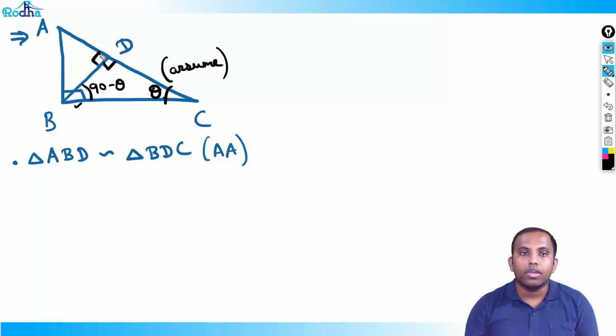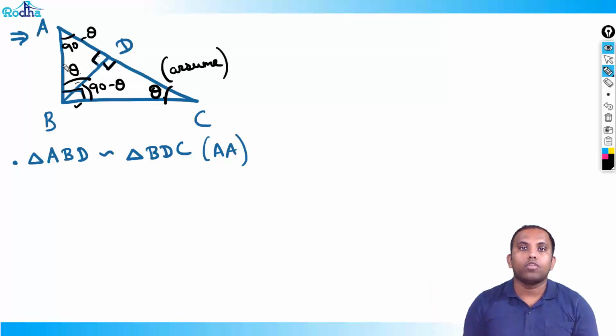Now here again this whole is 90 and this is 90 minus theta. So again this has to be theta. This is theta, this is theta, this is 90. So this becomes what again? 90 minus theta. So just assume one angle as theta and you can now solve everything.